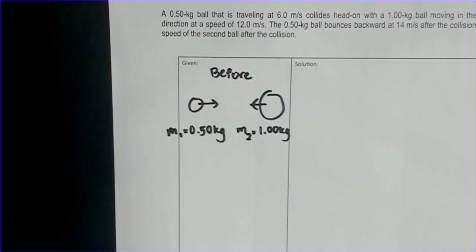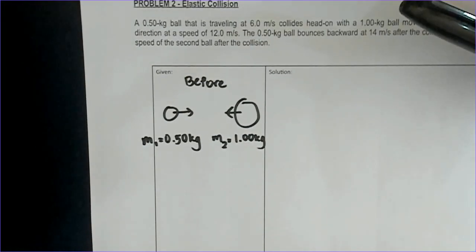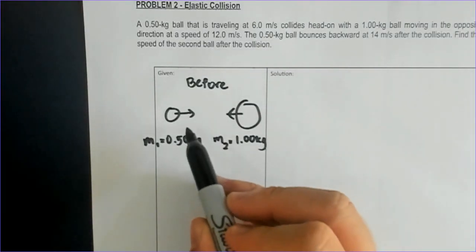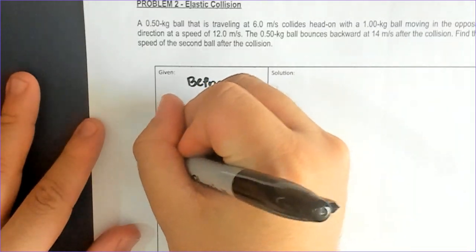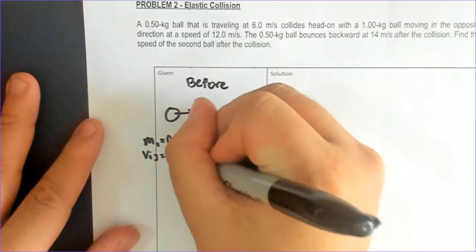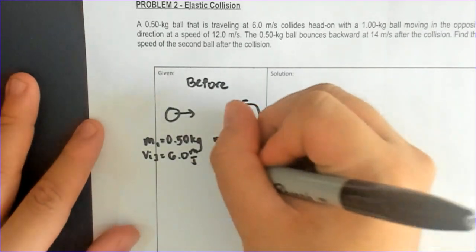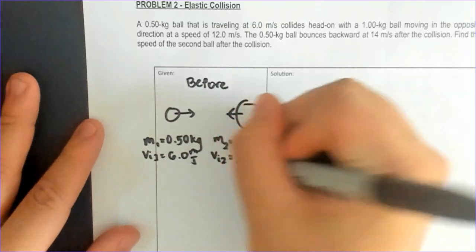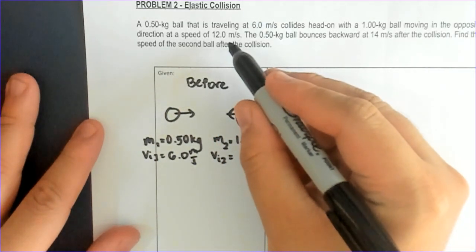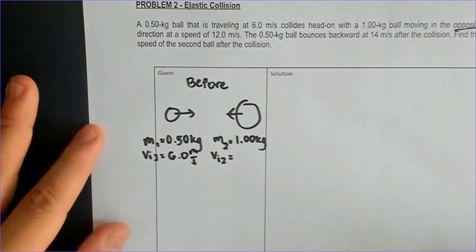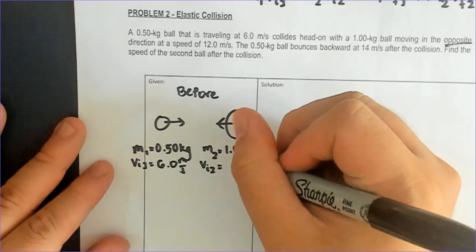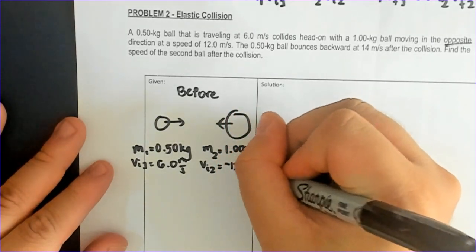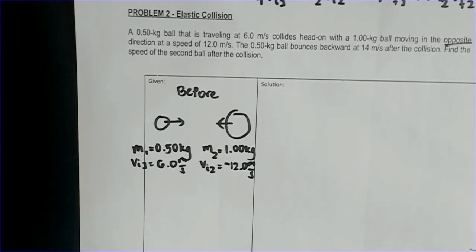The initial velocities of both balls are different. For the smaller ball, it is 6 meters per second, and because we set the convention to be going to the right, that is positive. So vi1 is equal to 6 meters per second. And vi2 is 12 meters per second. However, it is moving in the opposite direction, which is important, so we can say that it is negative 12.0 meters per second. So that's before the collision.